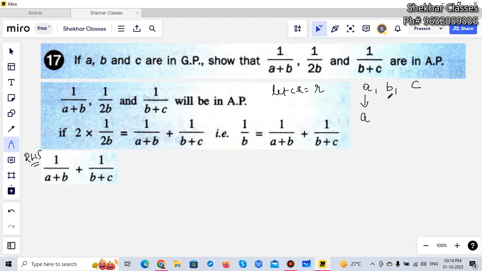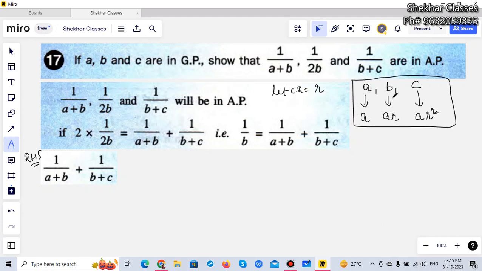So the second term will become what? AR. Third term will become AR square. Remember, the nth term is AR to the power n minus 1. So for the second term it is 2 minus 1, and for the third it is 3 minus 1. Now we have these three terms.